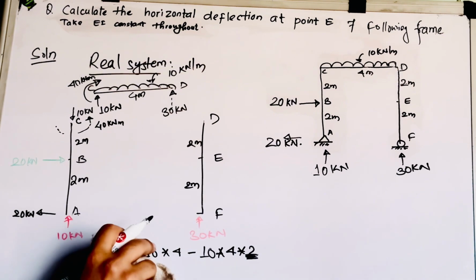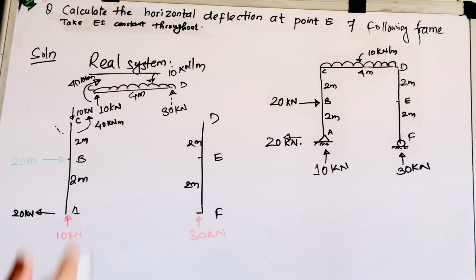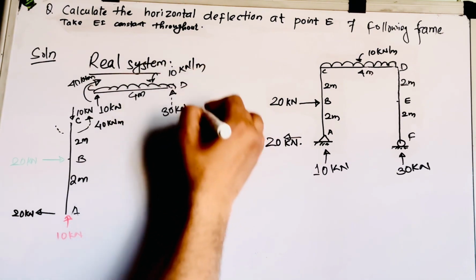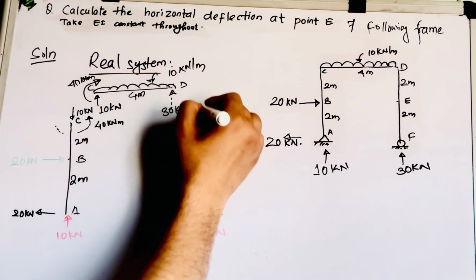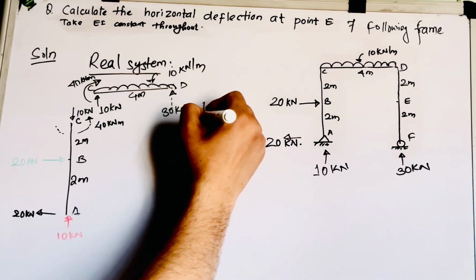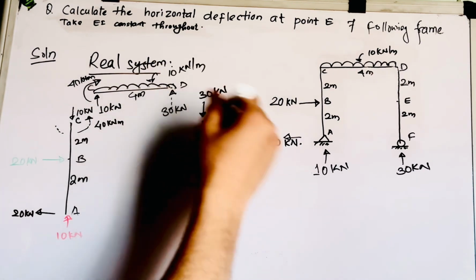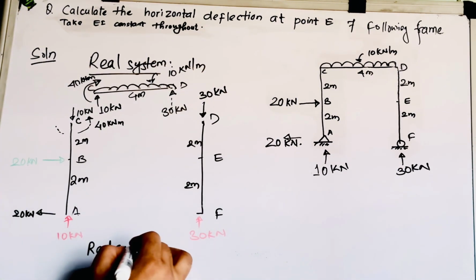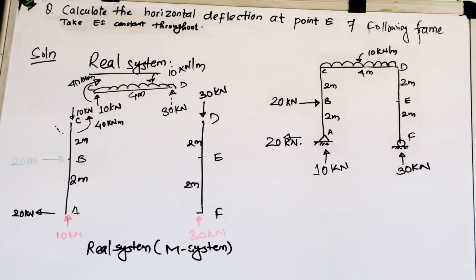So at point D there is no bending moment, right? At point D there is no bending moment, so this is 0, it has been balanced. Now 30 is upward, so for that you need to balance the 30 kilonewton like this. Okay, so there is no shear force and no bending moment in this section. So this is the real system. The real system I'll be writing as the capital M system, right? Okay, so this is your capital M system.